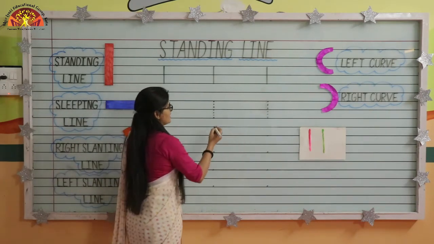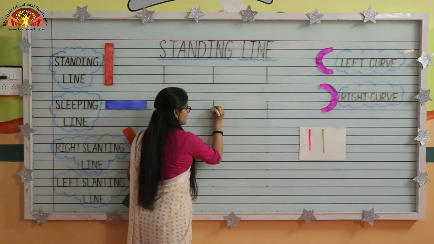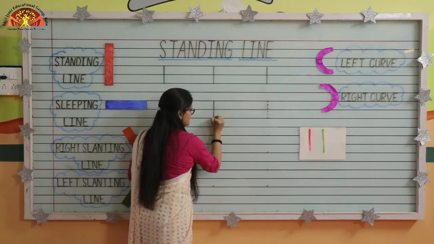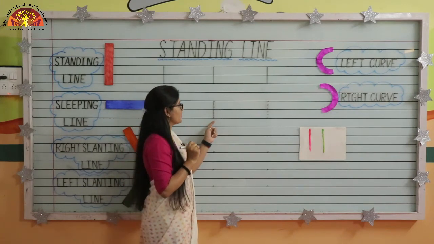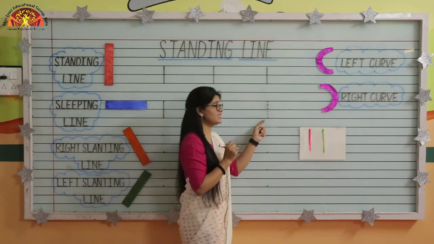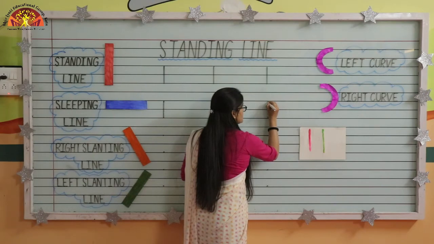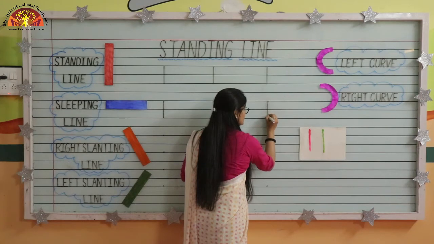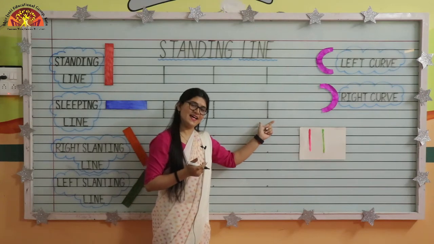Okay. Do it again. Put your crayon here on dot and make a straight line. Okay. Very slowly. Join the dots like this. What is this? This is standing line. Do it very carefully, kids. Again, put your crayon here. We will draw standing line like this. What is this? This is standing line.